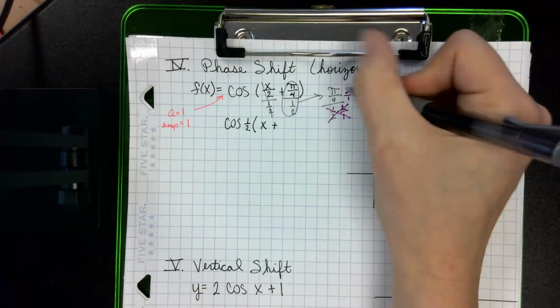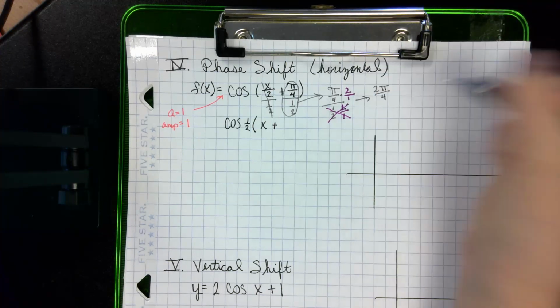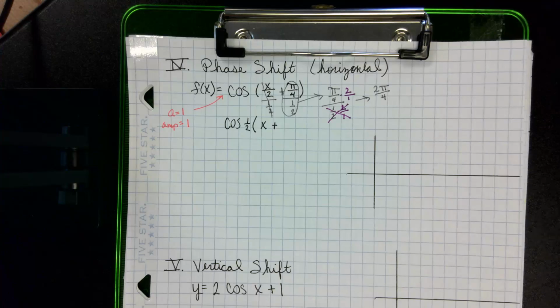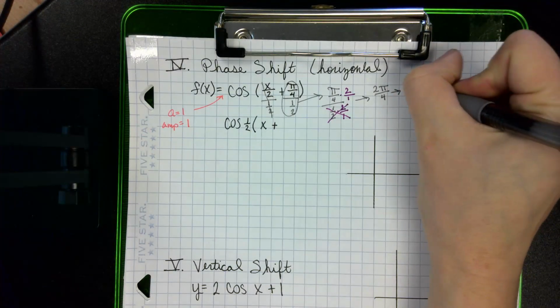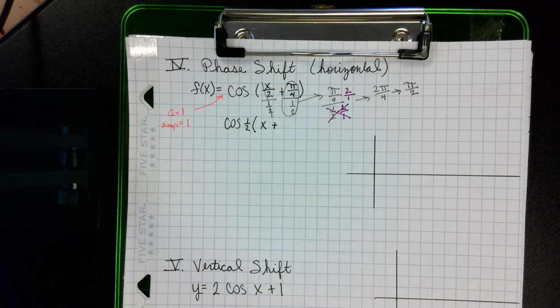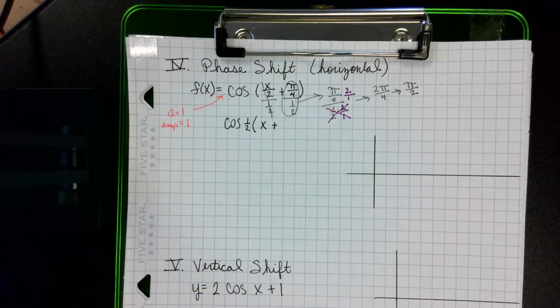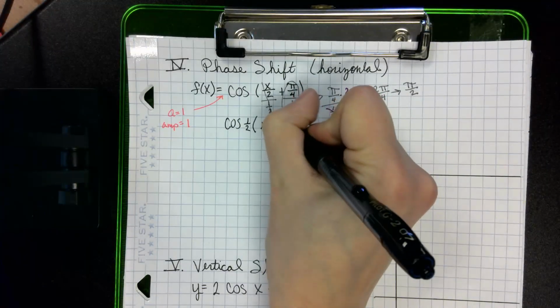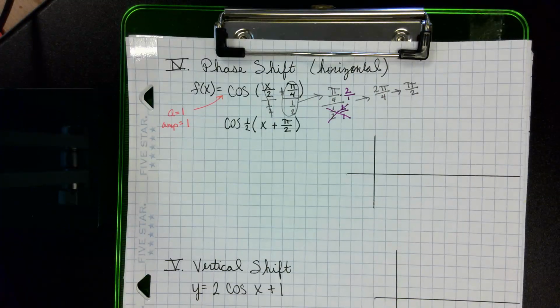So now I have 2 pi over 4. Well, 2 over 4, that's half. So this is pi over 2. And so it's going to be x plus pi over 2. Now I have my function written in standard transformation form.